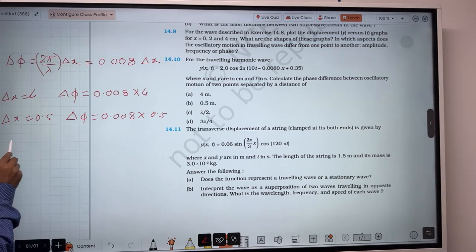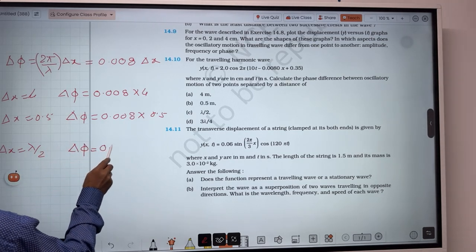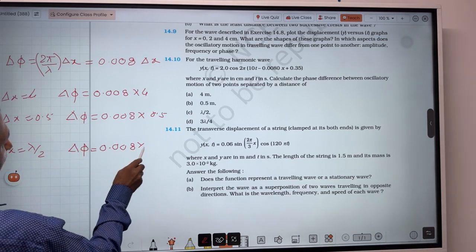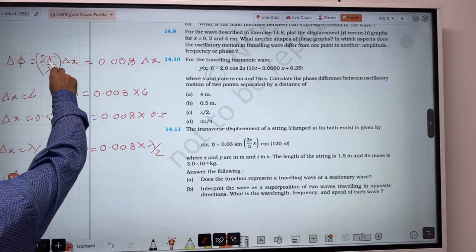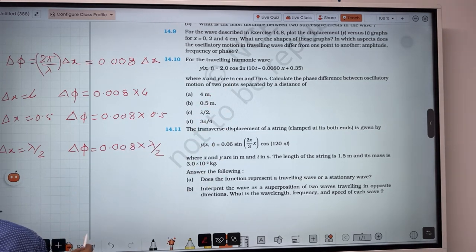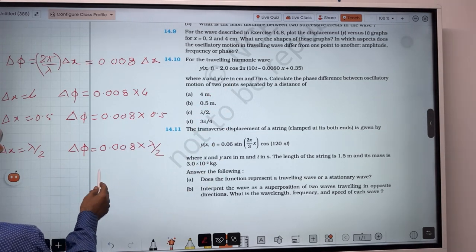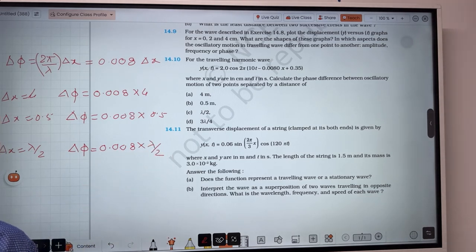Then third case is lambda by 2. So when delta x is lambda by 2, then delta phi will be 0.008 into lambda by 2, and the value of lambda we can determine because 2 pi by lambda is 0.008, right? Or you can also write here 2 pi by lambda, then lambda will cancel out and you will get the answer.